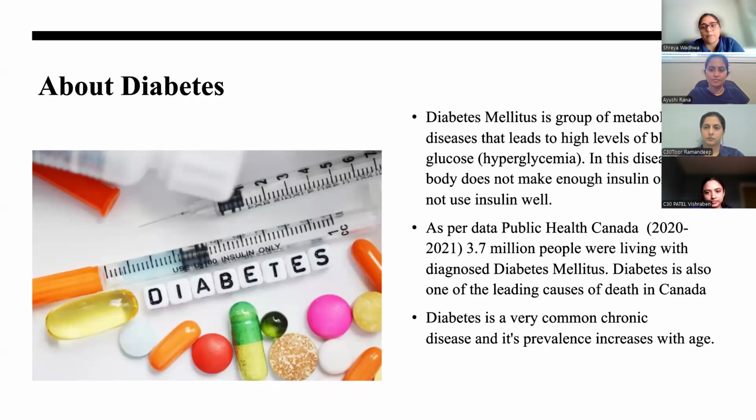Diabetes mellitus is a group of metabolic diseases that leads to high levels of blood glucose, that is hyperglycemia. In this disease, the body does not make enough insulin or does not use insulin well. As per data from Public Health Canada, from 2020 to 2021, 3.7 million people were living with diagnosed diabetes mellitus. Diabetes is also one of the leading causes of death in Canada. Diabetes is a very common chronic disease and its prevalence increases with age.